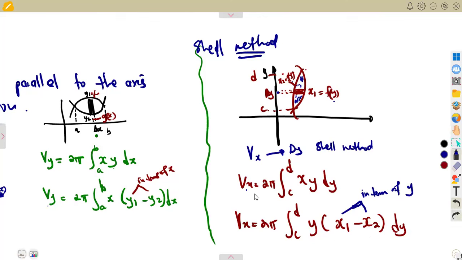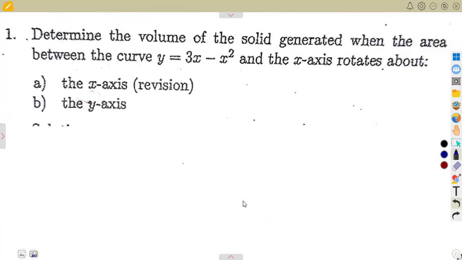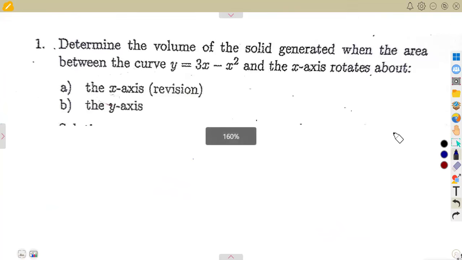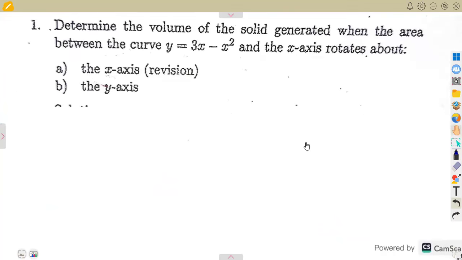That's it. So I want us to check these typical questions that you're given, and we'll be able to differentiate these methods. There we are given: determine the volume of the solid generated when the area between, so we are going to have a diagram showing the area, this rotation thing. So it's between the curve, this one, and the x-axis, rotated about. This is the major idea, guys.